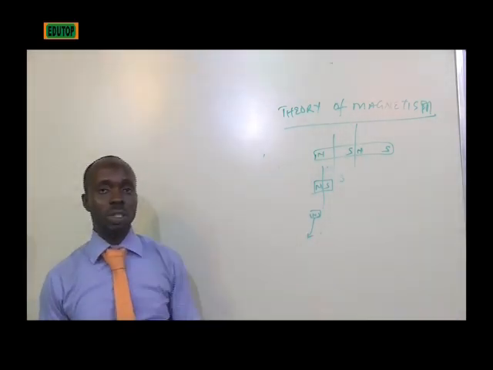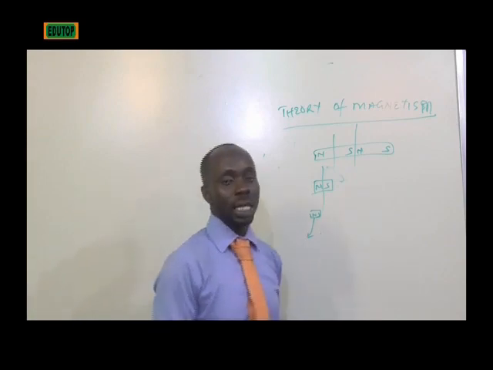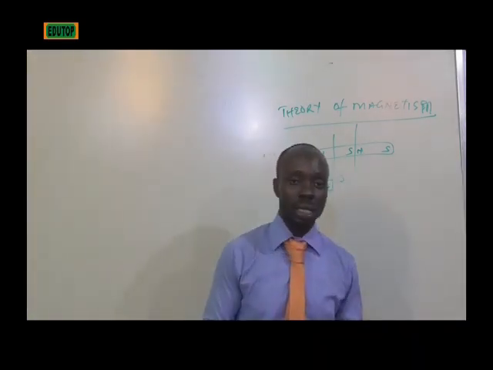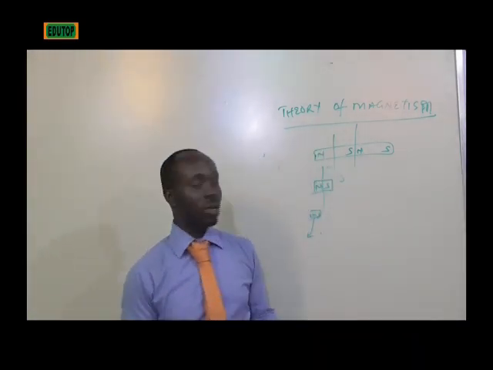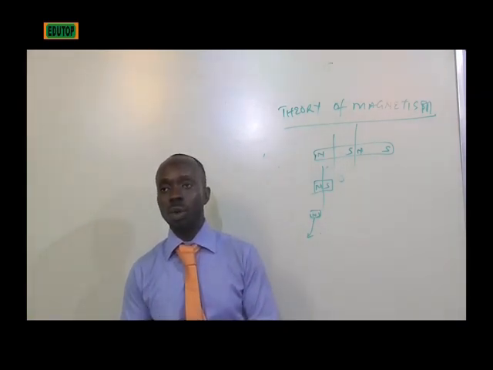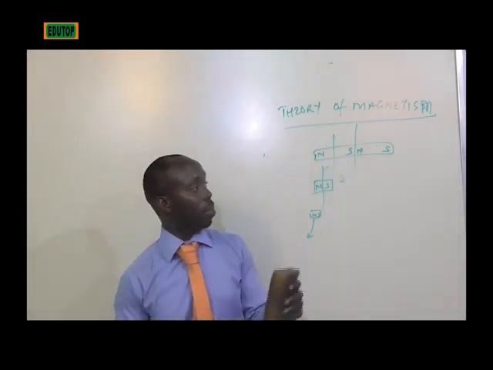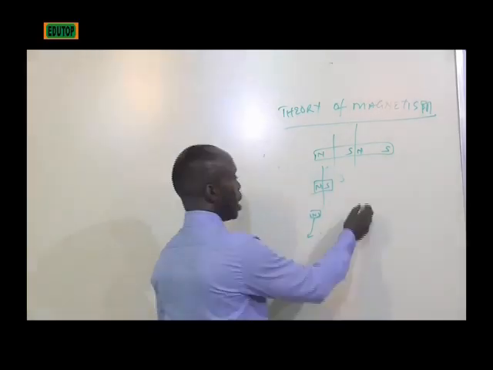No matter how you crush your magnet, you will never separate the north and south pole. They will always be together. There will always be two sections of pole. That's the number one theory of magnetism. Now let's go to diamagnetism.